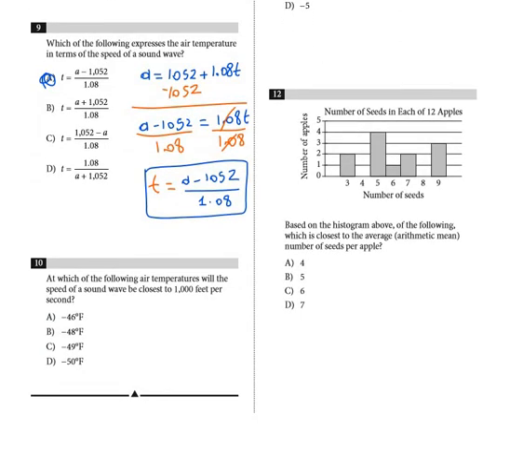Number 10. At which of the following air temperatures will the speed of a sound wave be closest to 1000 feet per second? So in this question, they would like to know what the air temperature will be when the speed of the sound is 1000. We already created the temperature function in the previous question. Now we are going to plug in the speed of the sound wave, which is given as 1000. So 1000 minus 1052 divided by 1.08. This is the calculator part, so you don't have to sweat doing it manually. Just go to your calculator.